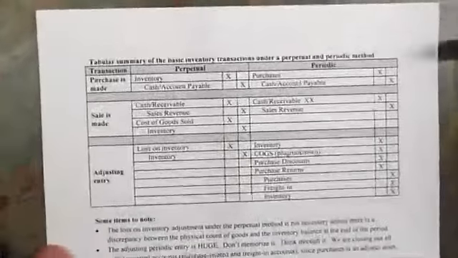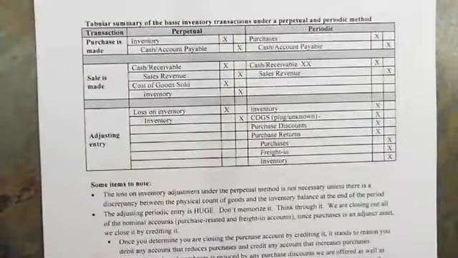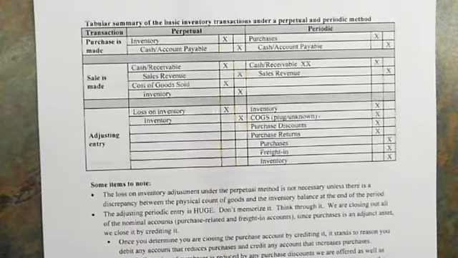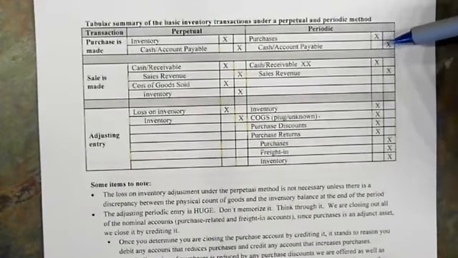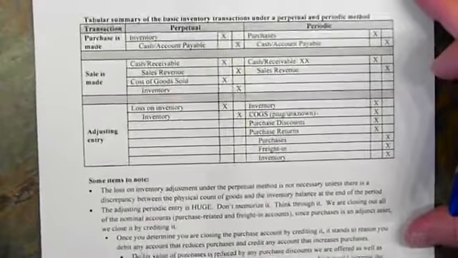So what I have next is just a tabular summary of how the journal entries differ between the two types of systems. Again, note that whenever we make a purchase under the perpetual method, I want to debit the inventory account directly, as I stated, and credit whatever means of payment, be it cash, be it accounts payable. Under the periodic method, I debit the purchases account and then credit again, cash or accounts payable, whatever method I use for payment.